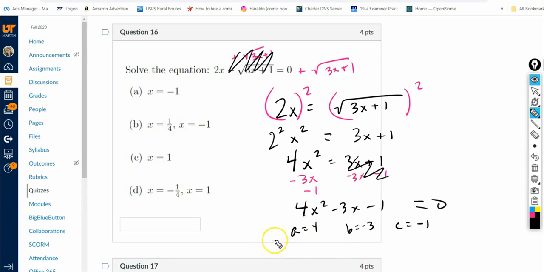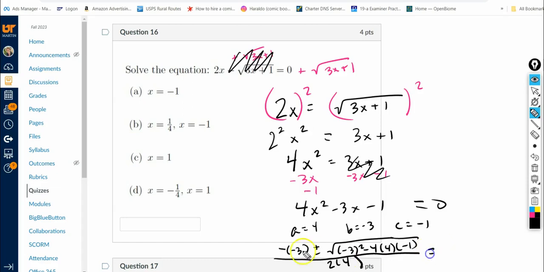So my answers will be negative b plus or minus the square root of b squared minus 4 times a times c, all over 2 times a. And so that's going to give me positive 3 plus or minus the square root of positive 9, and these two negative signs cancel, plus 16. So that's going to be 25. And the square root of 25 is 5.